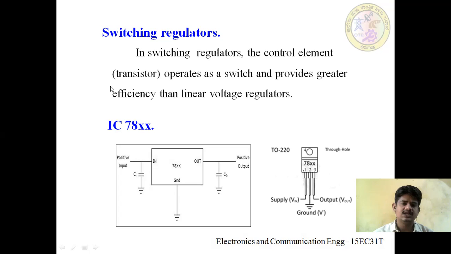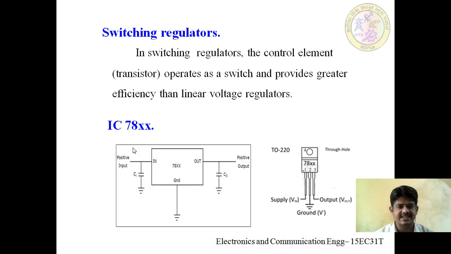Now we will start discussing the ICs of fixed voltage regulator. When I was discussing the fixed IC voltage regulator, I told you the example of IC 78 series and IC 79 series. So we'll start discussing the IC 78 series. In fixed voltage regulators, we have a 78 and 79 series. 78 series gives us the positive output voltage. Remember, 78 series gives us the positive output voltage and 79 series gives us the negative output voltage.